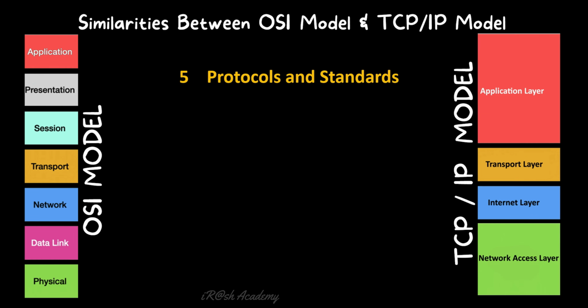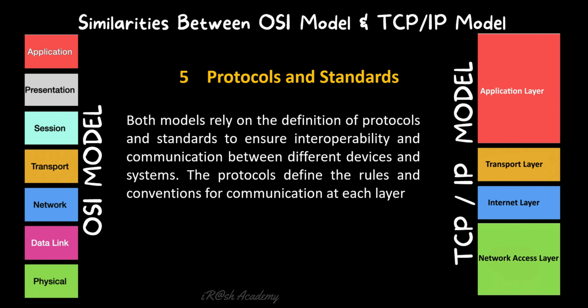Now point number 5, protocols and standards. Both models rely on the definition of protocols and standards to ensure interoperability and communication between different devices and systems. The protocols define the rules and conventions for the communication at each layer. There are multiple protocols available in this world to rule the communication through a network. So in both the OSI model and the TCP/IP model, the protocols define the rules and conventions for communication at each layer.